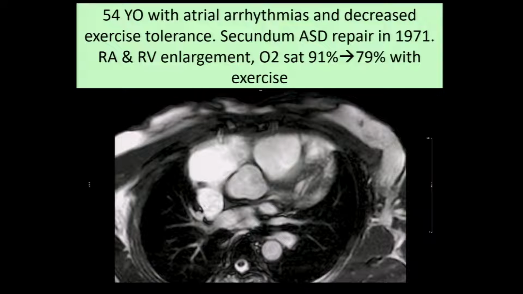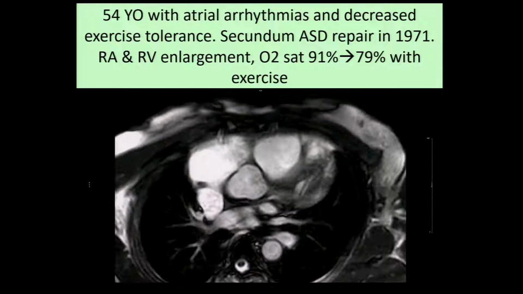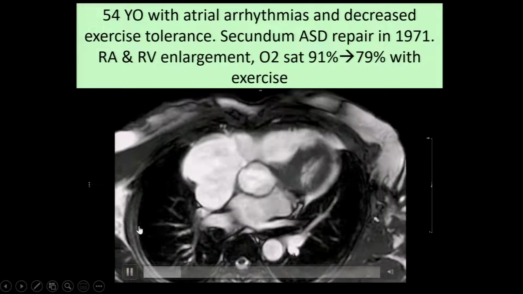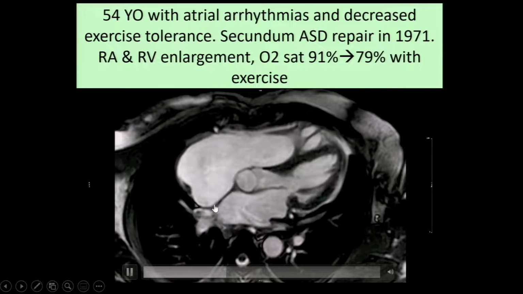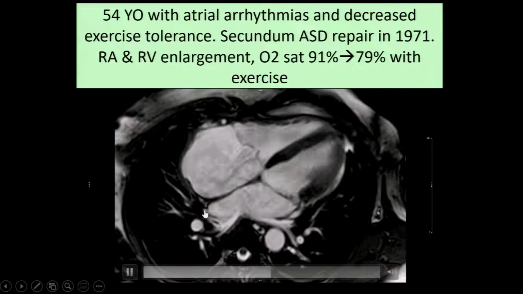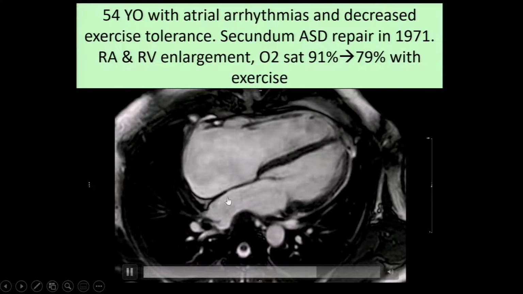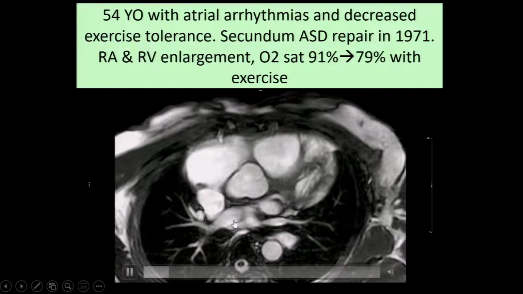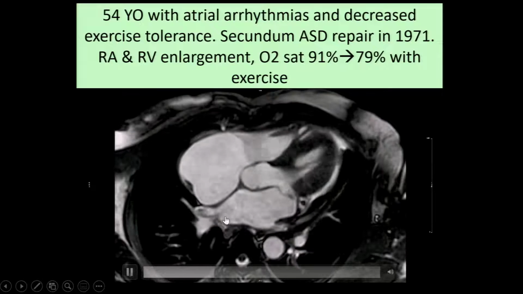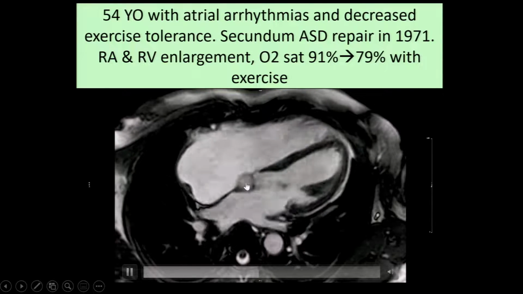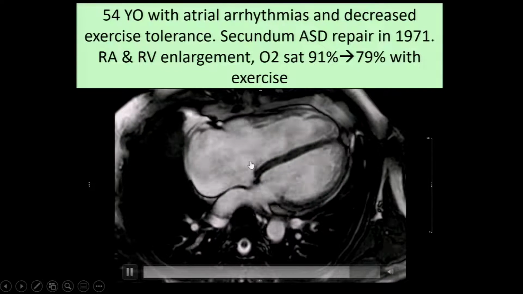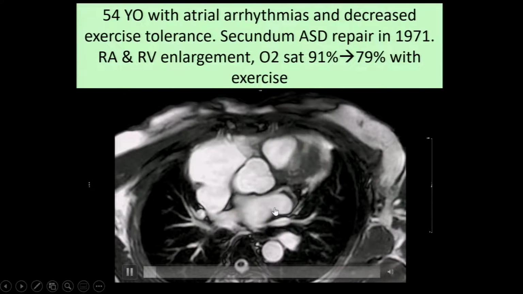So when you have an ASD repair, the first thing that everybody wants to make sure is that he didn't have a residual ASD, and especially with the surgery back in the 70s. And you can see here the atrial septum. We look at it from superior to inferior, and it appears to be intact, right? And so as we follow, we can also notice the RV, the RA dilated, significant tricuspid regurgitation.